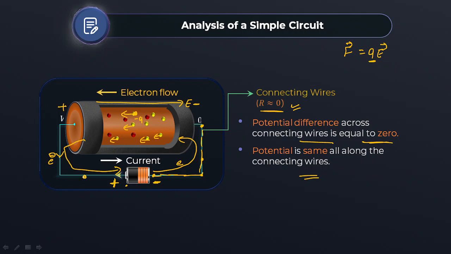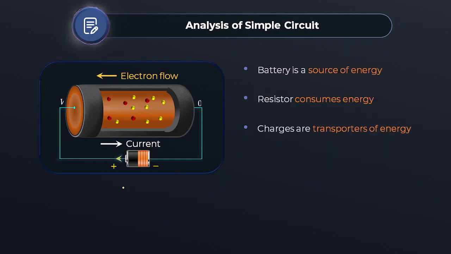Now, if I consider, let us say this is point A, this is point B. So for A and B, of course, potential will not be equal because there is some component. It can be a resistor. In this case, it is a battery, right? Clear to everyone?